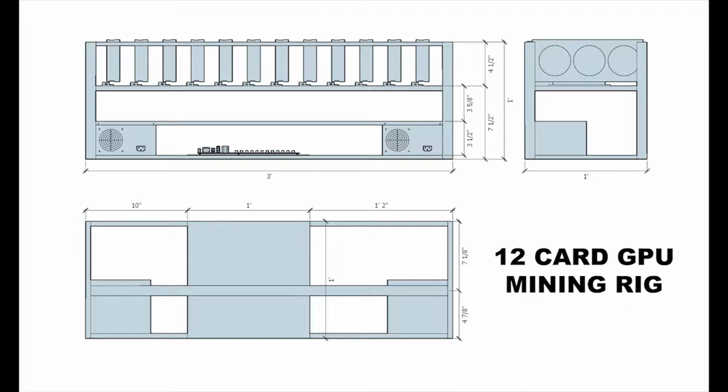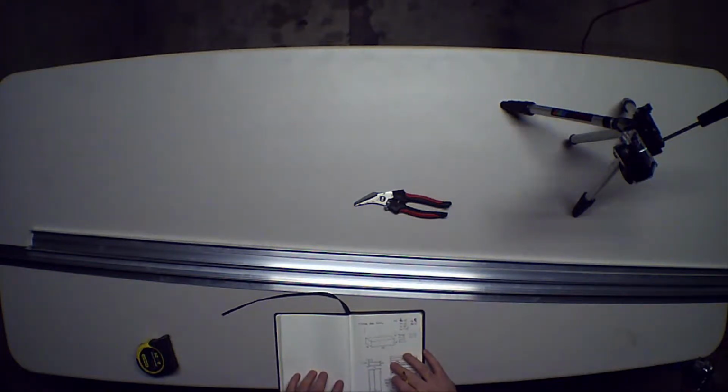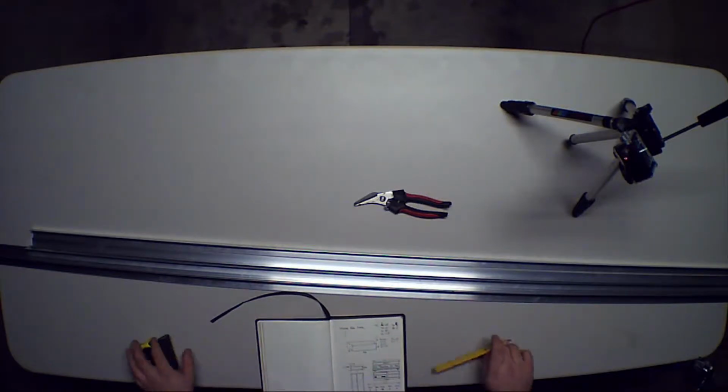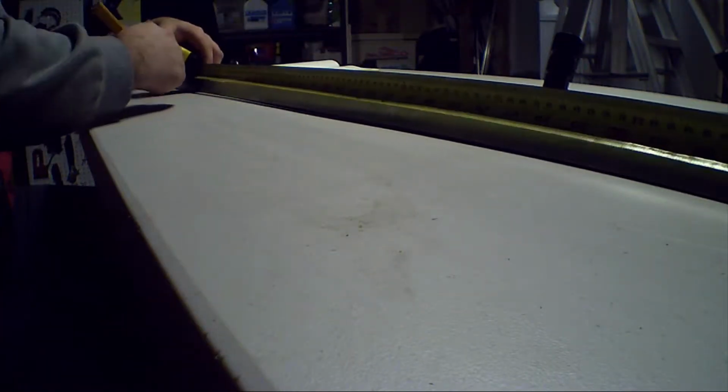Today I am building an open-air cryptocurrency mining rig frame. That's a GPU mining rig. And I'm just building it out of very simple aluminum angle. This angle is inexpensive and it can be bought at most local hardware stores and even some flooring stores, as it can be used for trim.